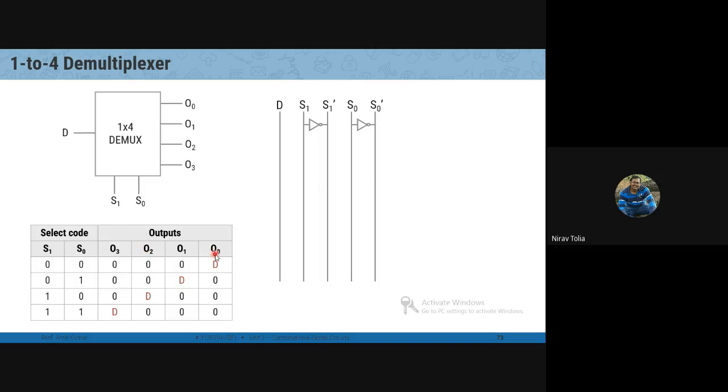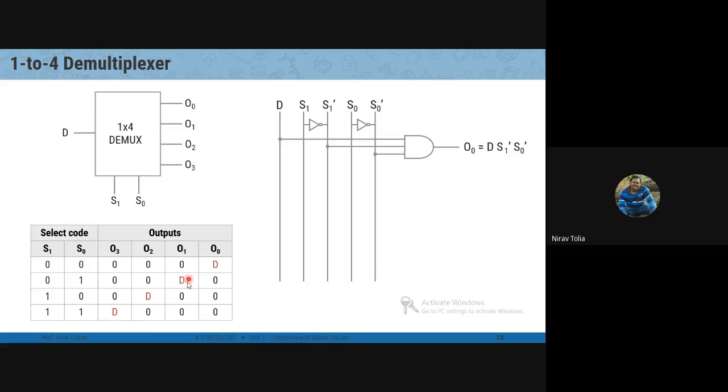So first, for the O0 output, my select line is 0 0. So I am taking the input from S1 bar, the input from S0 bar, and D. You can see here, I am taking the input D. Then my output is O0, and my data input D is connected with O0.